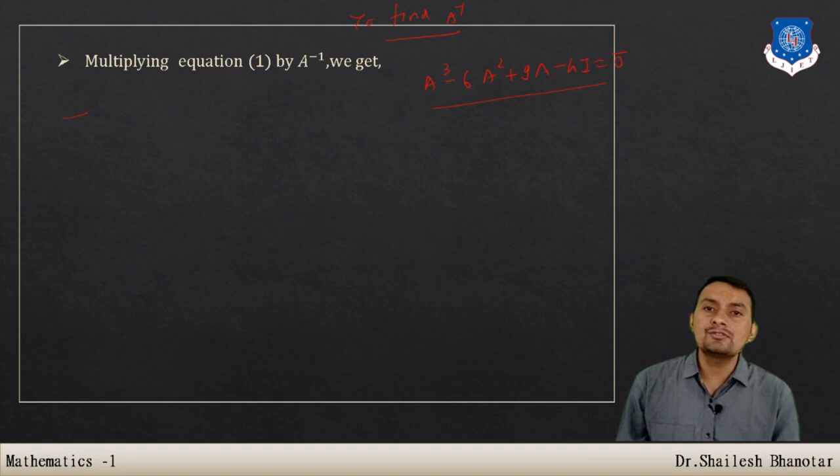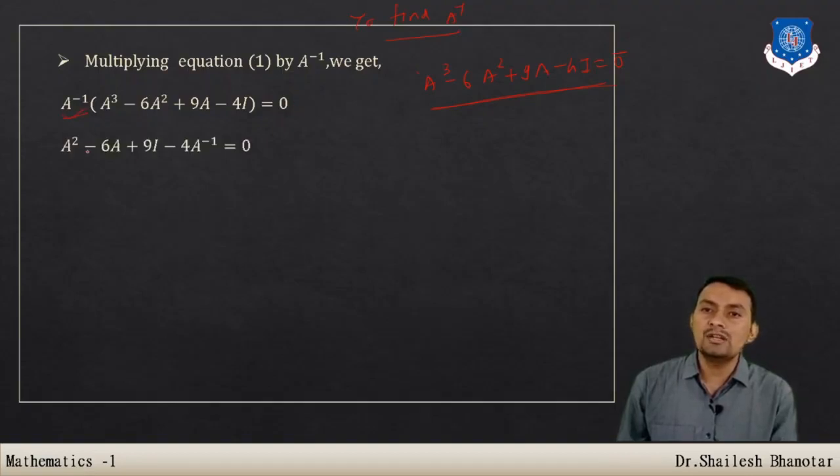But here our target is to determine A inverse, which we also need to find. So, for equation number 1, multiply by A raised to minus 1 on both sides, and the right side will be 0. So what you are going to get is A raised to minus 1 into A raised to cube, that is A square, minus 6A plus 9, because A inverse into A is the identity matrix, that is I. And minus 4A inverse is equal to 0.